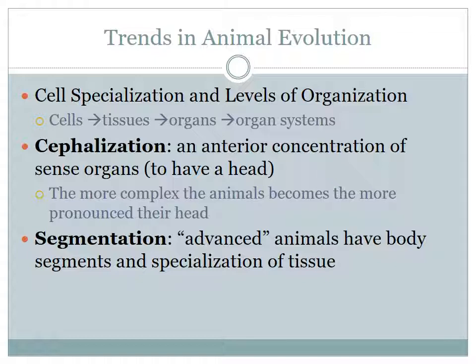And finally, another trend we're going to look at is segmentation. Advanced animals have body segments and specialization of tissue. Even within humans, we have a head region. We have a thoracic cavity that has our lungs and heart in it. We have an abdominal pelvic region that has a lot of our vital organs. This is how the body has been segmented. And obviously, you will see segmentation in earlier organisms.